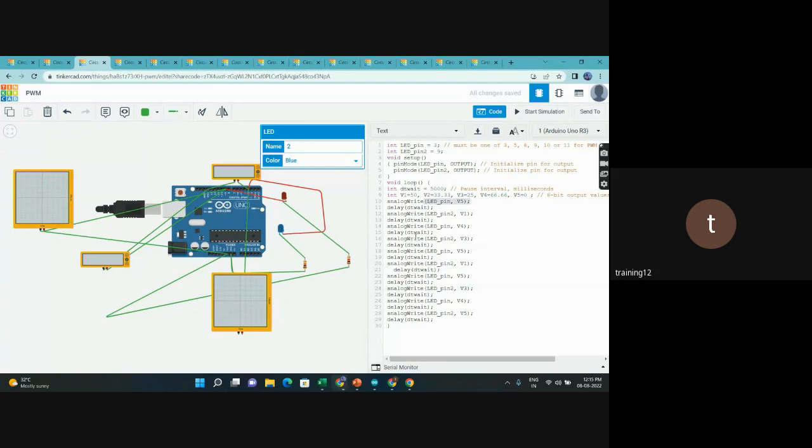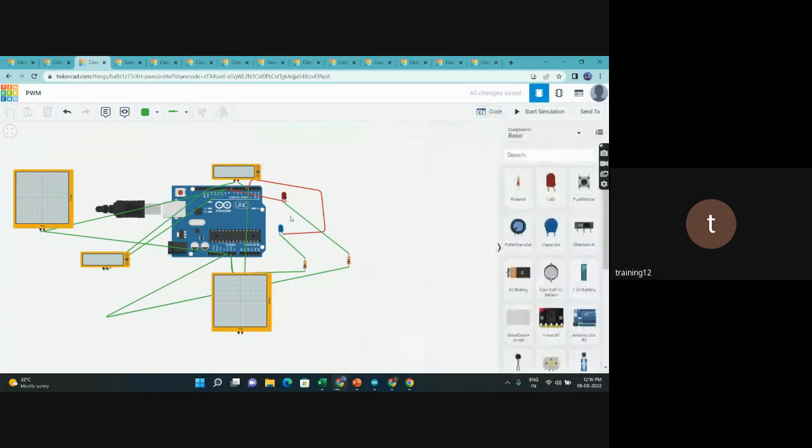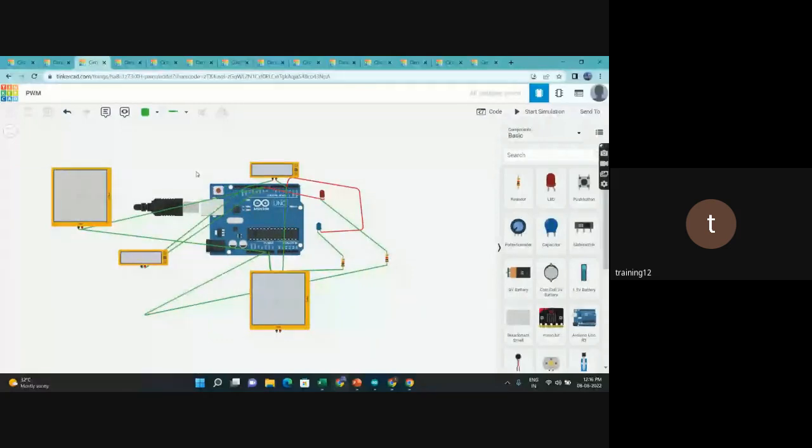So according to the duty cycle, the LED light glows. This concept is used here. So this is the whole thing I have been simulating.